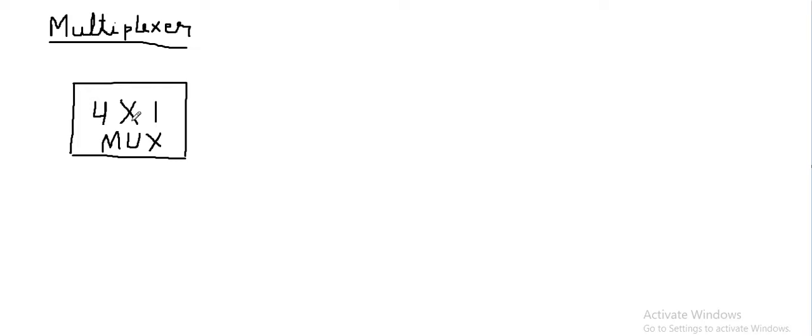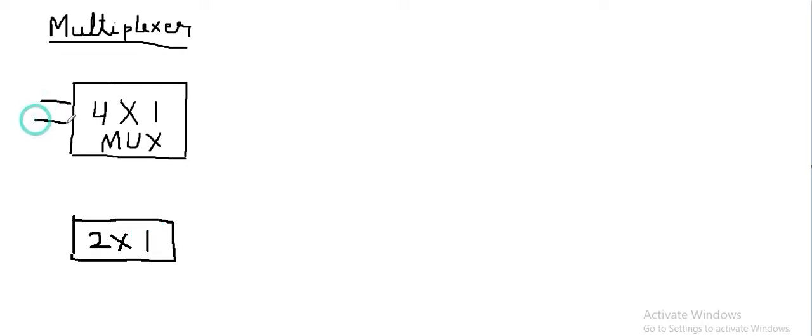You can also draw a 2x1 multiplexer, because it has multiple inputs but only one output. It can be 4 inputs and one output, or 2 input lines and 1 output line, or again it can be an 8x1 multiplexer, or a 16x1 multiplexer. So it has multiple inputs in the form of 2^n and only one output.